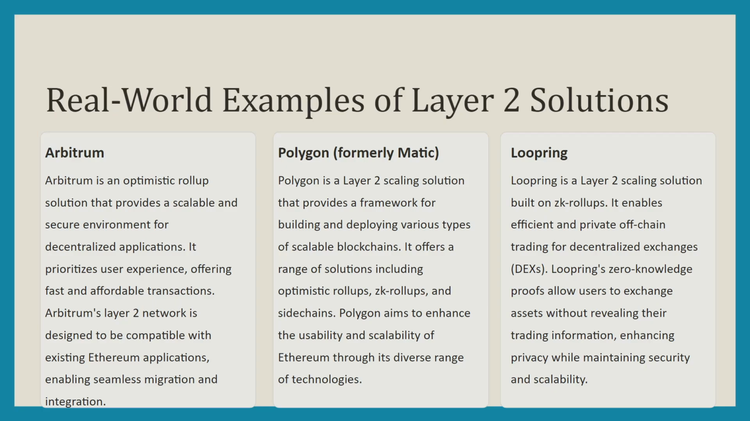This is Loopring. Loopring is a layer 2 scaling solution built on ZK rollups, enabling efficient and private off-chain trading for decentralized exchanges, DEXs. Loopring's zero knowledge proofs allow users to exchange assets without revealing their trading information, enhancing privacy while maintaining security and scalability.